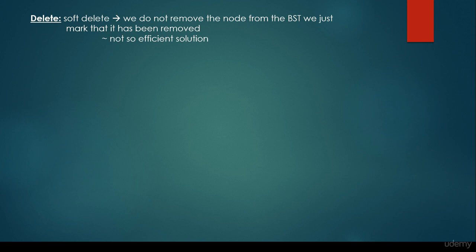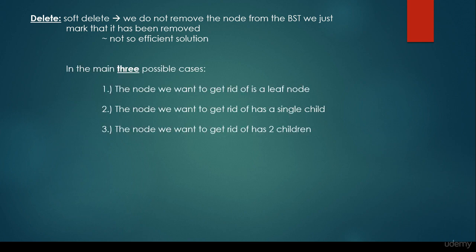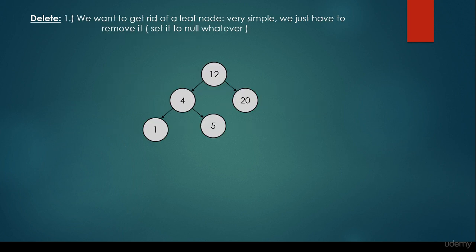We have been discussing soft delete. We just have to mark a node to be deleted. It is not that efficient, so let's consider the next possibilities. Basically, we have three cases. The node we want to get rid of is a leaf node, so we just have to set it to null. The node we want to get rid of has a single child, so we just have to manipulate the references. But the most complex part is case 3, when the given node has two children. Okay, let's consider all of them.